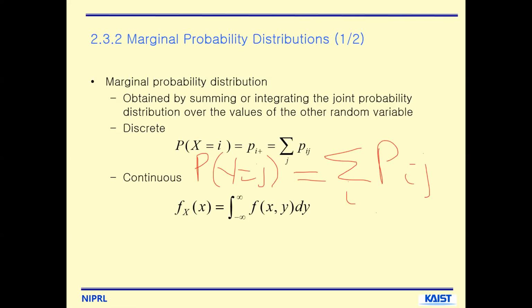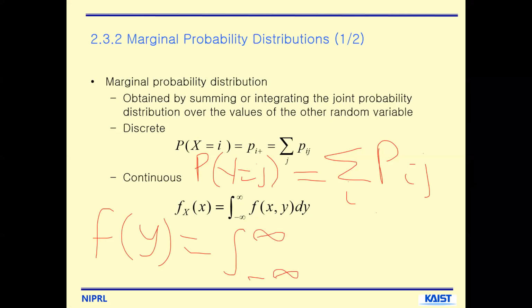If I want to do that on the continuous, what I'm going to do is this: you are given f of x, y, and you're looking for f of x. You're going to integrate this over the range of y. When you integrate this over the range of y, y will be eliminated, and you're only going to have a function of x. Similarly, you may also want to get f of y. From minus infinity to infinity, I'm just talking about using the overall range, f of x, y, integrated over x.